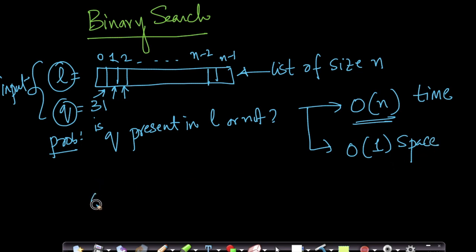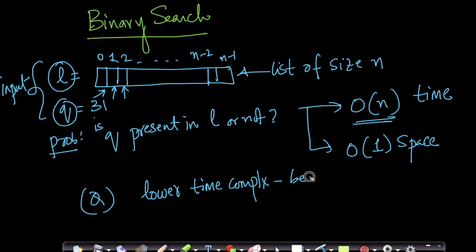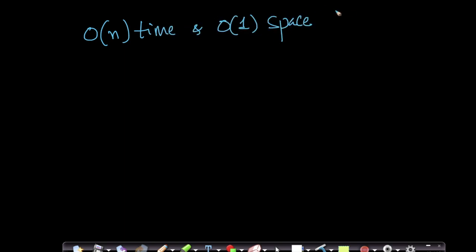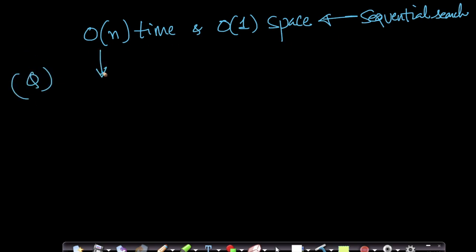Now the question is, of course, the lower the time complexity, the better it is. Similarly, the lower the space complexity, the better it is. Now the big question here is, for the algorithm that we wrote, we had order of n time and order of 1 space. It's called a sequential search because we searched if the element is present sequentially. Now the big question is, can I somehow reduce this?